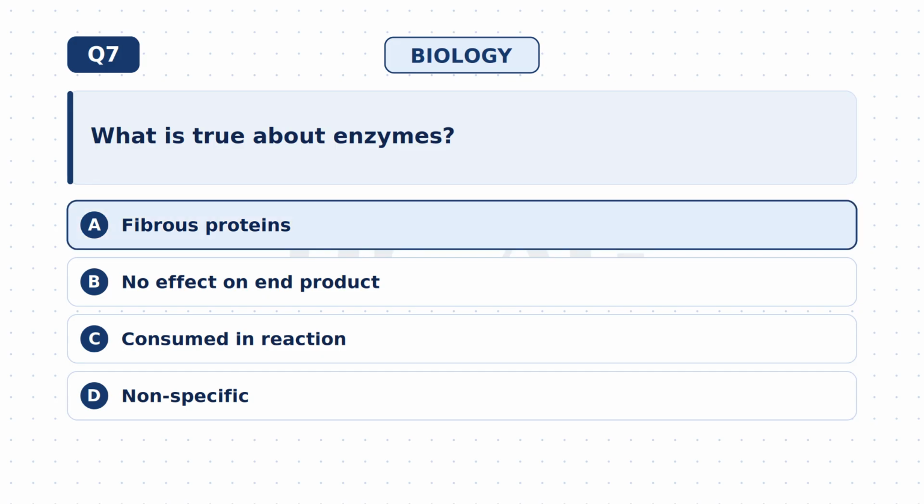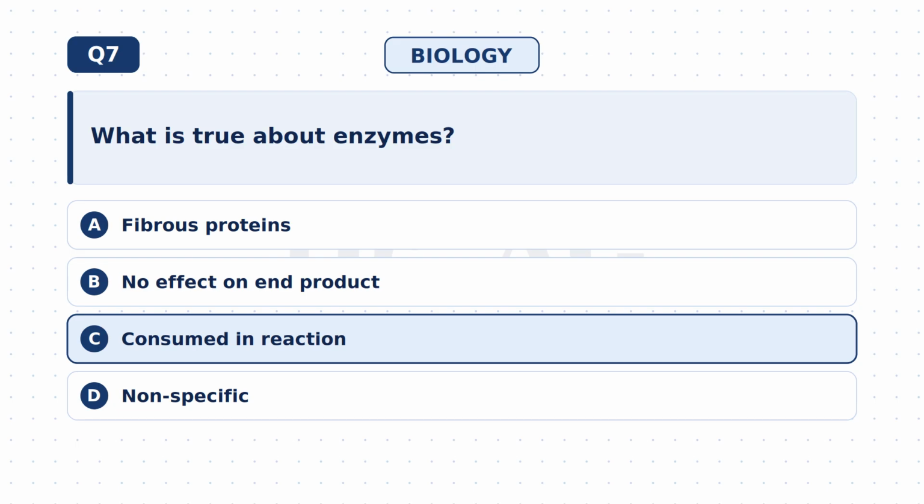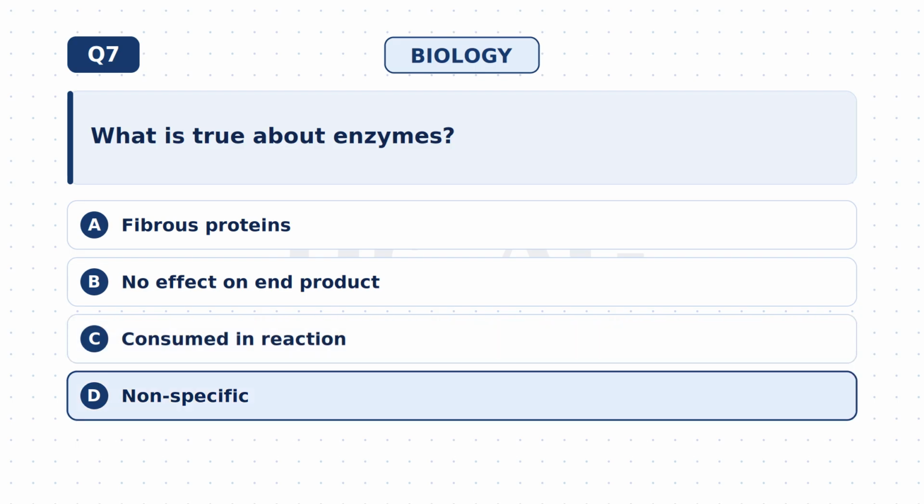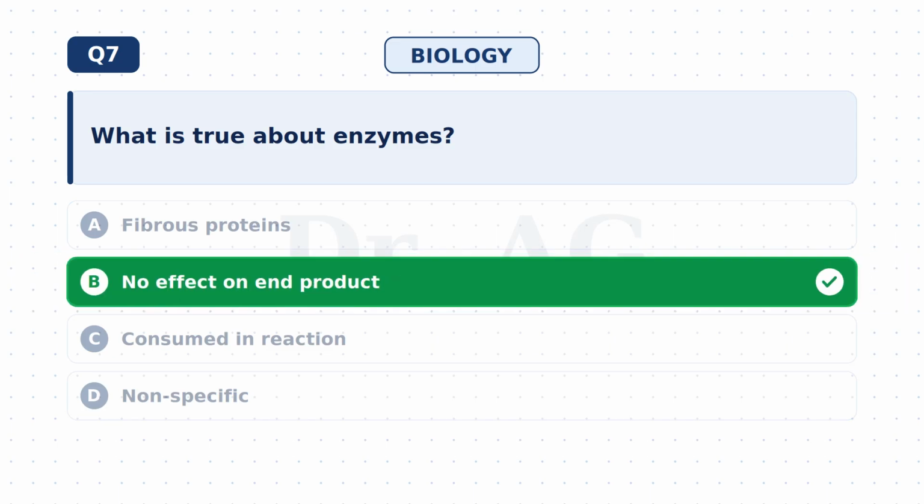Question 7. What is true about enzymes? Option A. Fibrous proteins. Option B. No effect on end product. Option C. Consumed in reaction. Option D. Non-specific. The correct answer is B. No effect on end product.